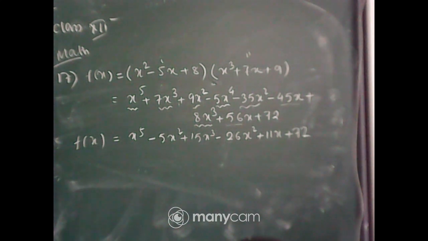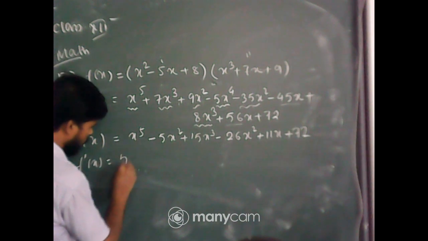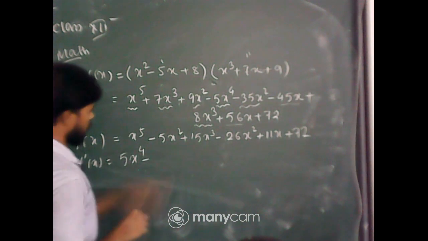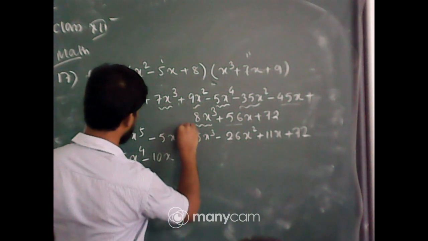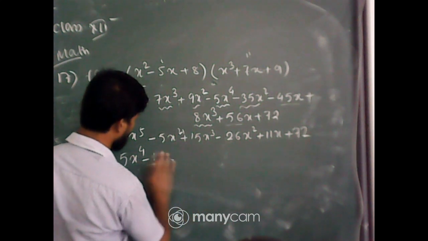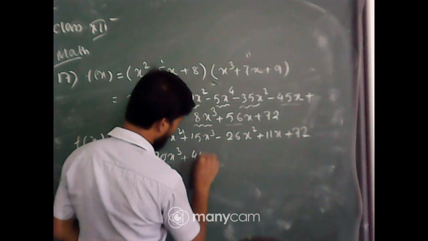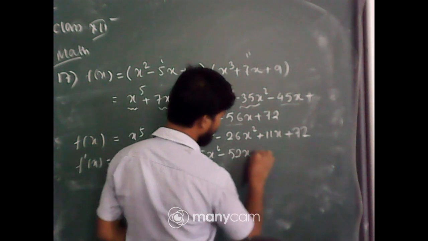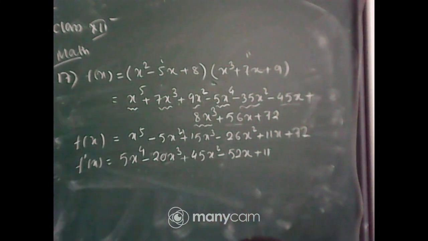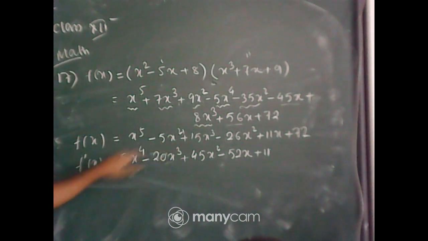Now if I differentiate this function with respect to x, f dash x is equal to, now what is the differentiation of x to the power 5? We know it is 5x to the power 4, minus this, that will be 10x, so this is x to the power 4, so that is 20x cube, minus 45x square, minus 52x plus 11. So this is the answer by expanding these two functions into a single polynomial and then differentiating this.